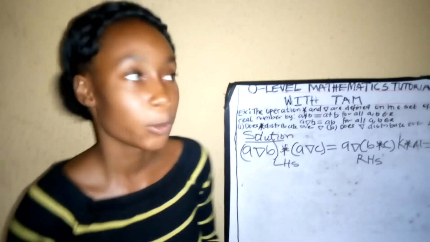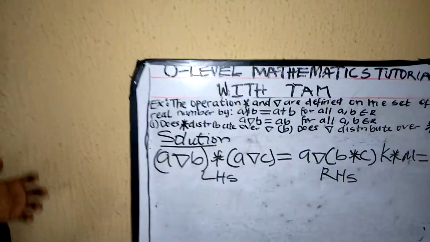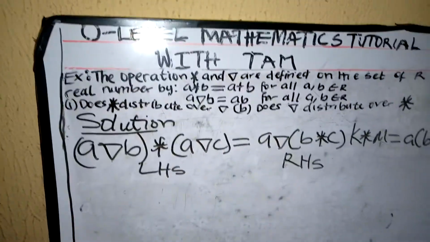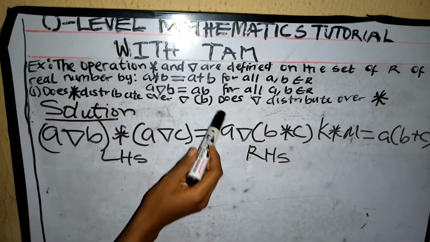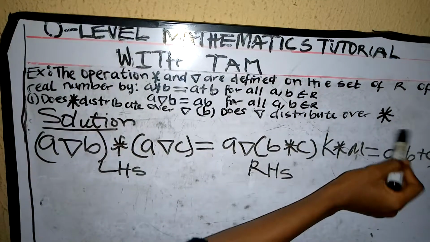The last video, we were working on the example of distributive properties of binary operation. Now we are going to continue with the second example. Does grad distribute over star?